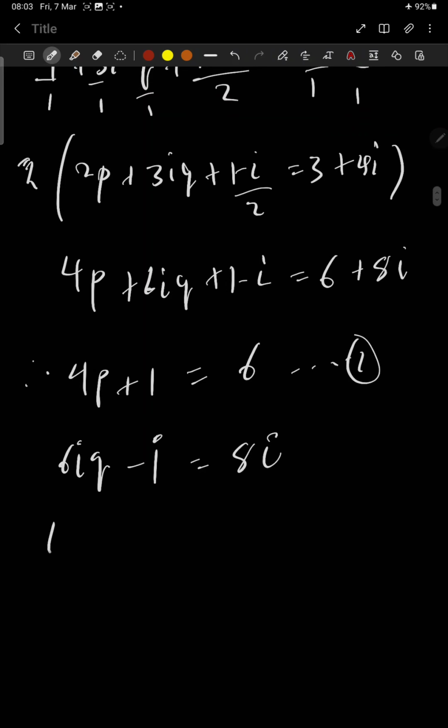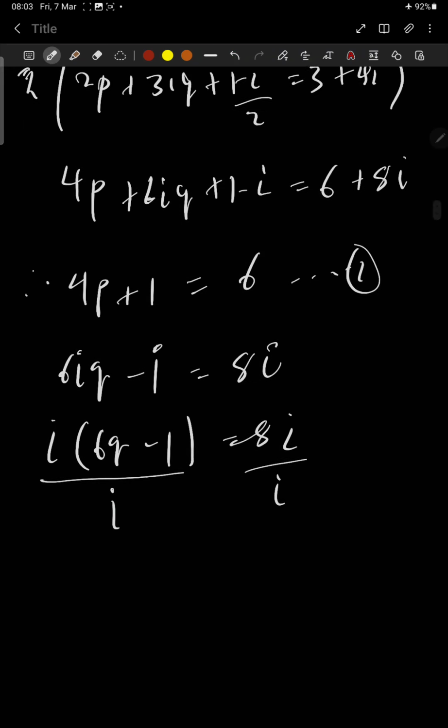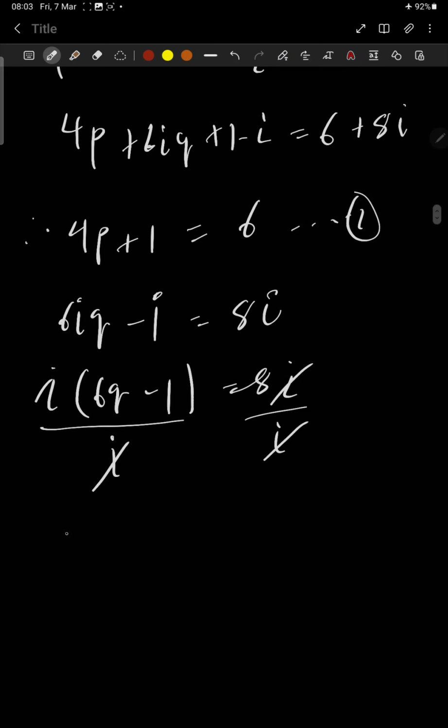If you factorize the I, you're going to remain with 6Q minus 1 is equal to 8. Okay, so the I and the I will cancel. Or if you want, you can say divide by I, so that the i's can cancel, and I'll remain with 6Q minus 1 is equal to 8. This is equation 2.